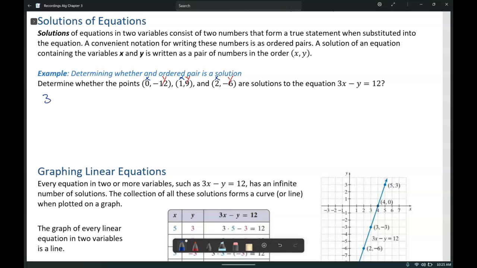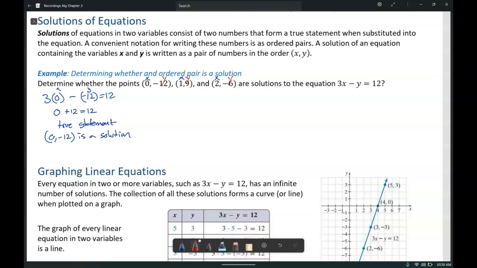So we'll start with 3 times 0, that's our x value, minus negative 12, that's our y value, equals 12. Then we'll go ahead and solve and simplify. 3 times 0 is 0, minus negative 12 becomes plus 12, and this gives us a true statement. Therefore, 0, negative 12 is a solution.